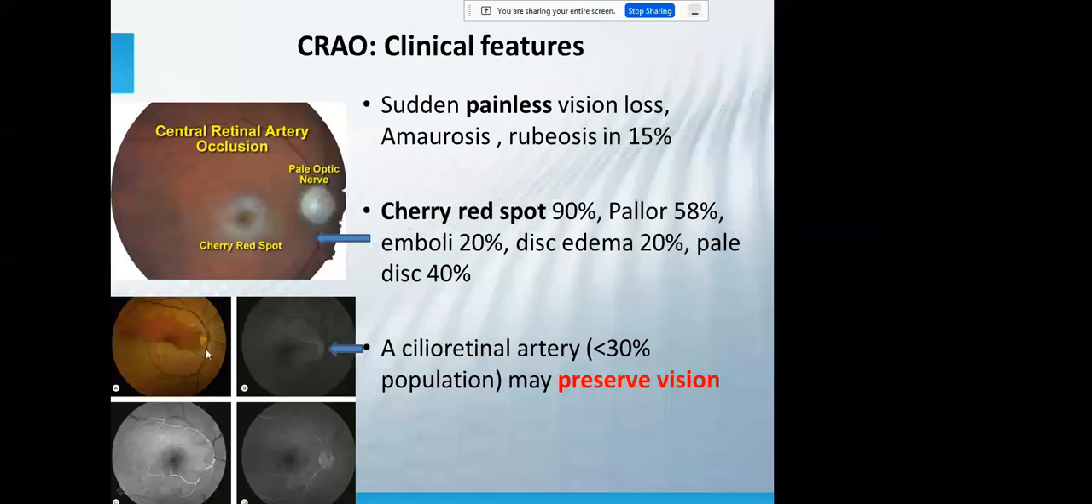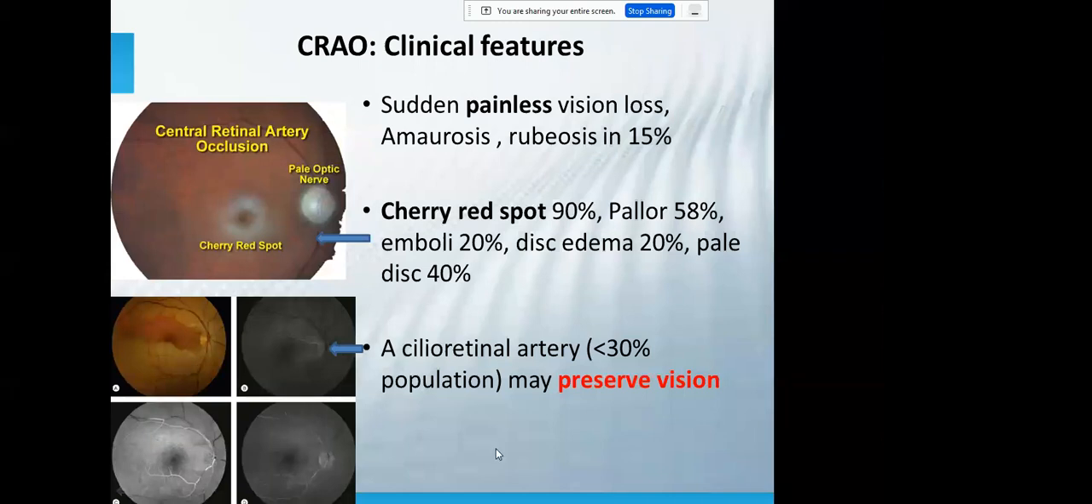If you look at the bottom, picture A, there's a watershed area. These people are very lucky. When they get central retinal artery occlusion, they never get poor vision because the cilioretinal artery continues supplying them with blood at the fovea. But most people have very poor vision, and that's what will make them run to you in the morning.